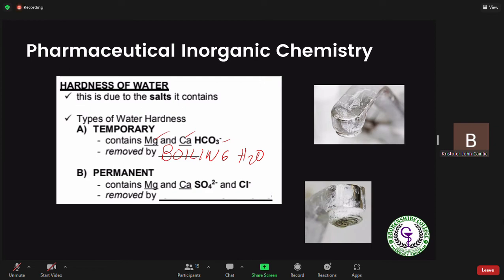Next is for your permanent hardness. This contains the following: magnesium, calcium, sulfate, and chloride. So to remove this one, we need a tool, which is your ion exchange resins.